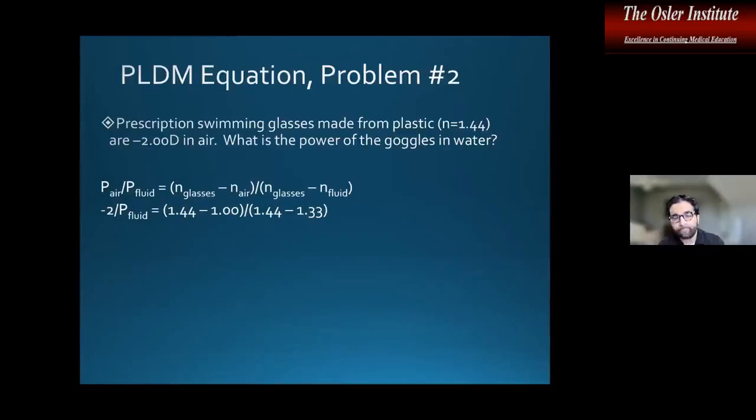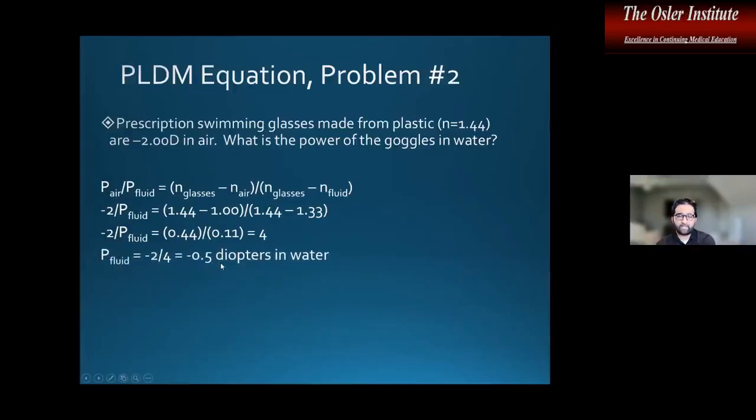It's not important. Okay, so now we want to figure out the power of the goggles in water. We know that this is 4, and -2 divided by x is going to equal 4. So the power is going to be -0.5 diopters in water.